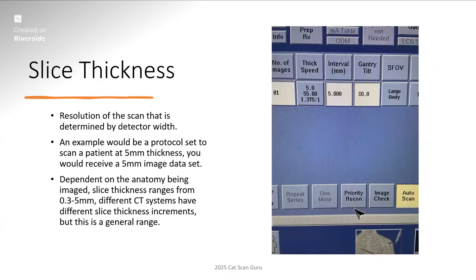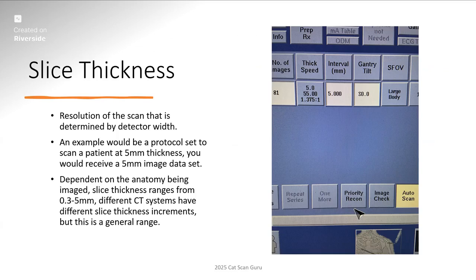Now, you have your slice thickness, okay? Here's a picture of your slice thickness. This is on a GE64, okay? You can pretty much find your slice thickness on every scanner, whether it's Siemens, Philips, Toshiba. I know it's called Canon now. Calm down, guys, it's fine. I'm an old school tech.